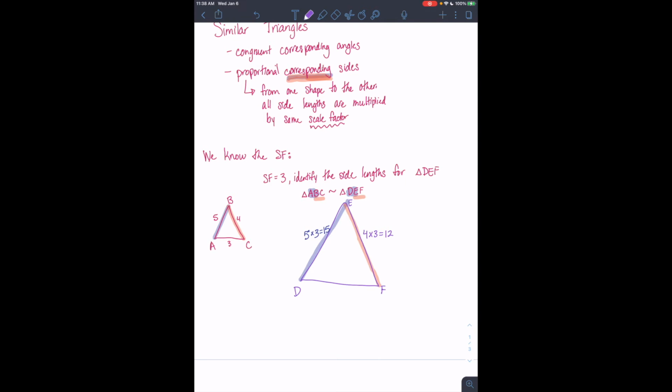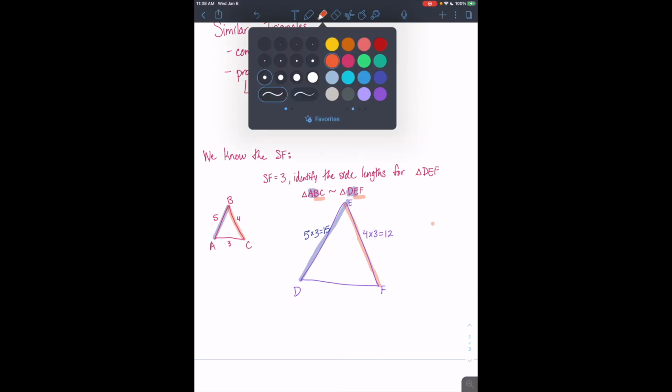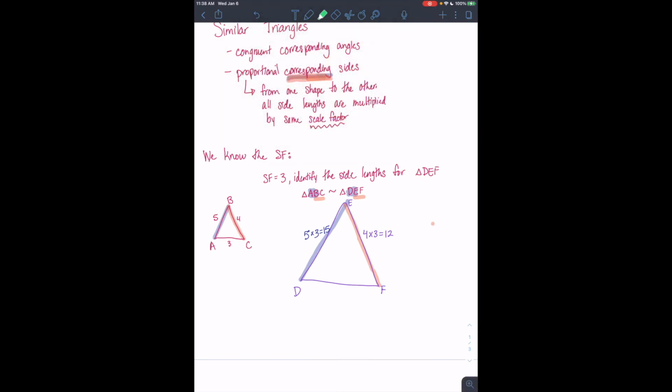Finally, I have one more set of corresponding sides, and that would be my side lengths AC and DF. Those are corresponding as well, and therefore proportional. So to find that third side length, I'm going to take the value AC, the smaller side length, and multiply it by the scale factor, which we know is 3, in order to find the side length for DF, which we know is 9. So in the end, this triangle has side lengths of 15, 12, and 9.